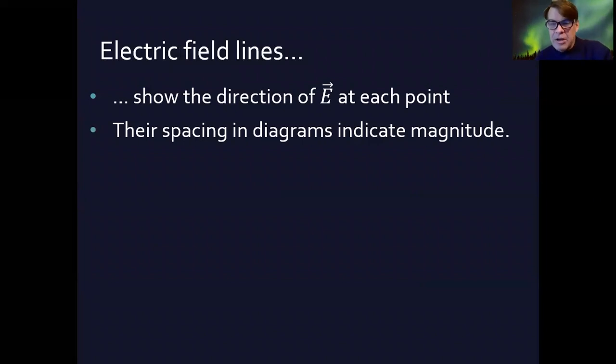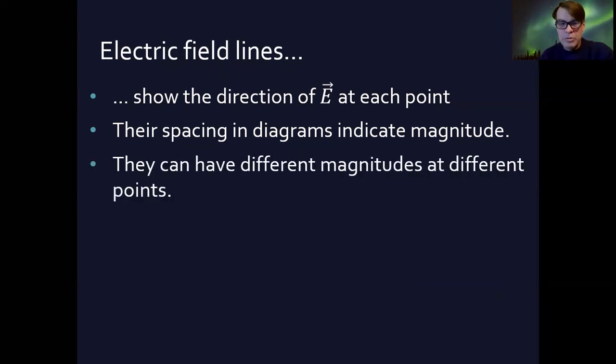Their spacing in diagrams indicates magnitude. So as we'll see in these diagrams at the end of this video, let's say you have a dipole where there are equal and opposite charges. Right in between the charges is going to be a higher magnitude of the electric field than, say, way up here. And in the same way, the repulsion is going to be greater right in between than out here. So the way that we draw that in these electric field diagrams, we draw the lines closer together to indicate a higher magnitude of the field.